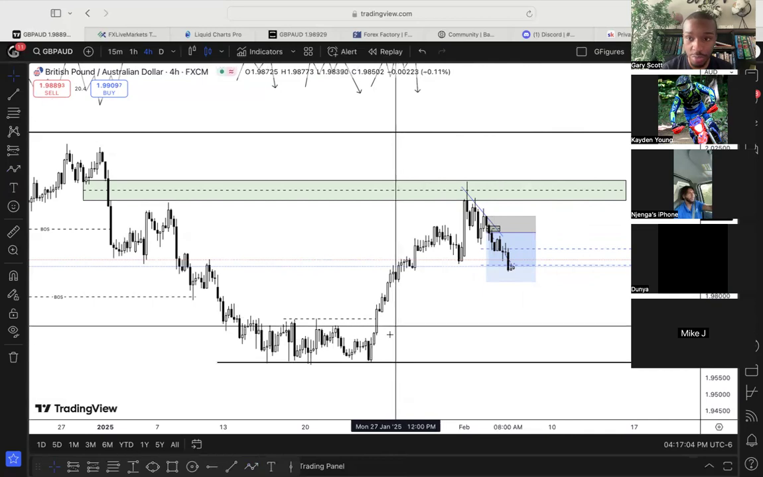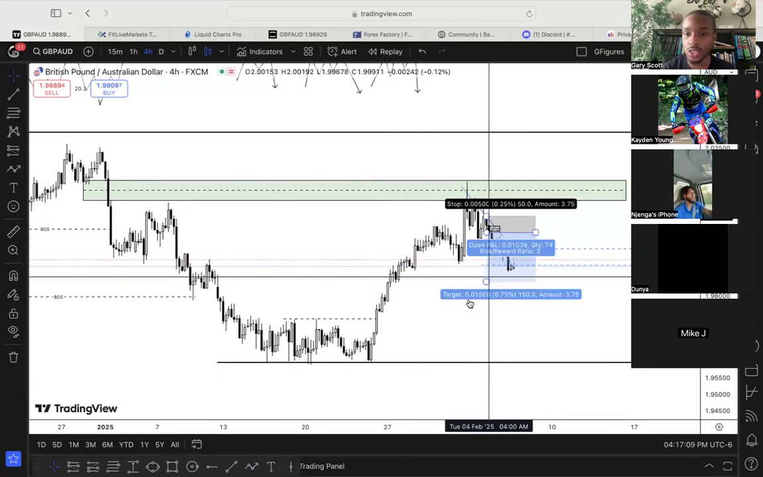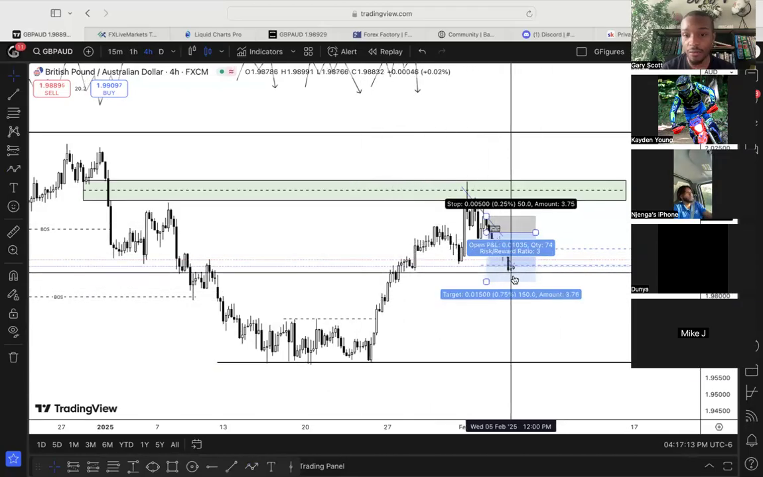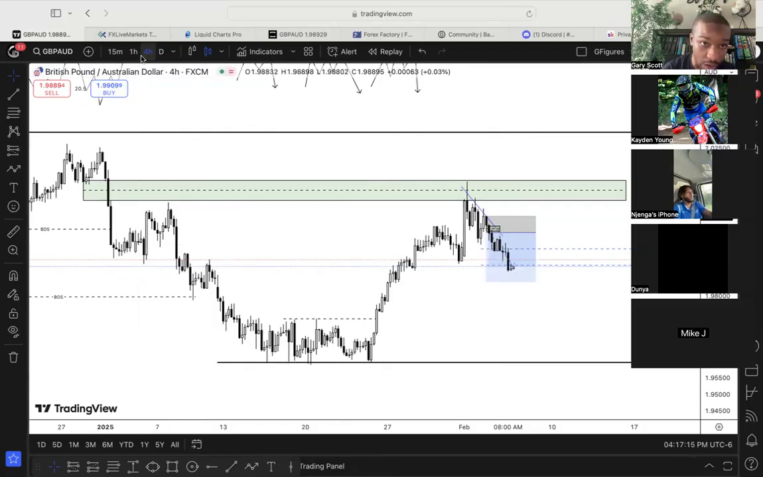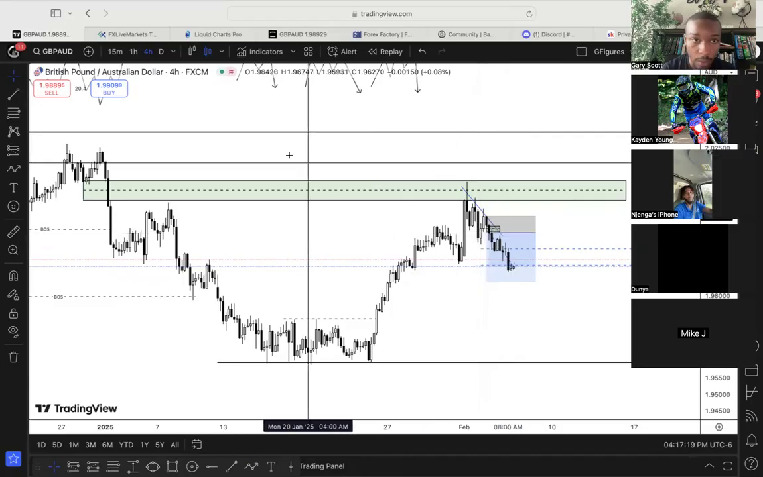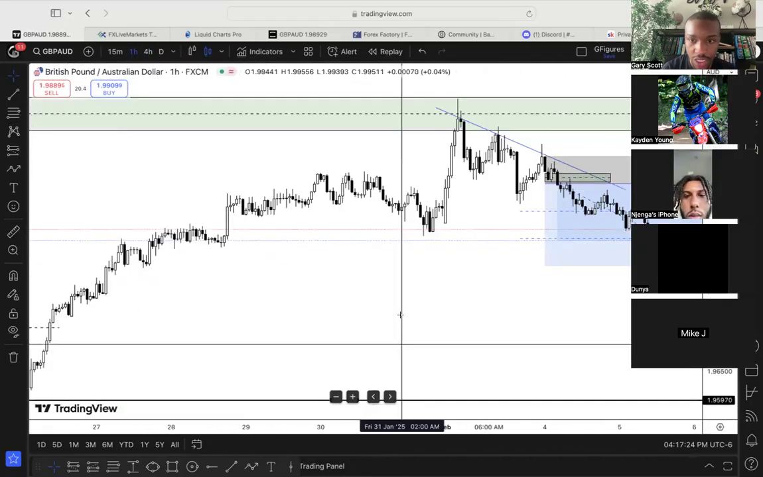If there's no structure being built within an impulsive move, just know at some point price is going to come back and fill all of that up. What set me up to have a good potential move at this point? Now, how was I able to catch this good of an entry, even when I sent it to you guys? How was I able to catch that good of an entry?